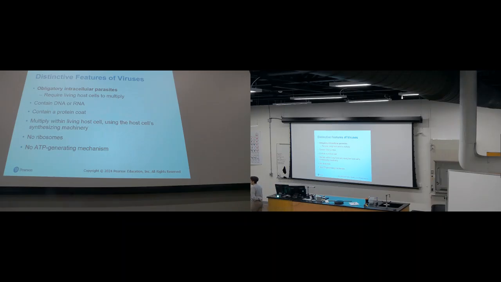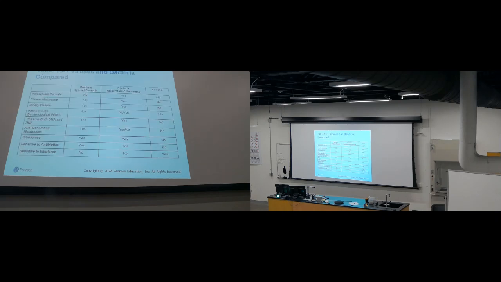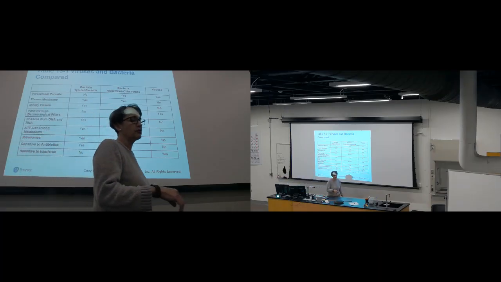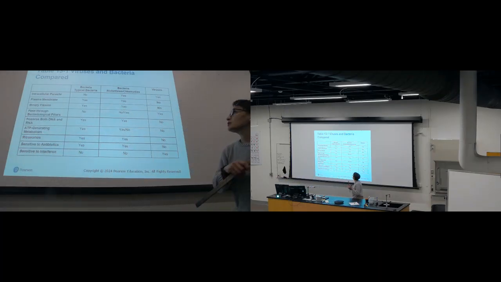They need to live inside a host cell, and they multiply within the cell using its machinery. They don't have ribosomes for sure, and they don't have a mechanism to generate ATP, so they don't have mitochondria. Here we have a table comparing viruses with bacteria, that is, typical and atypical bacteria.